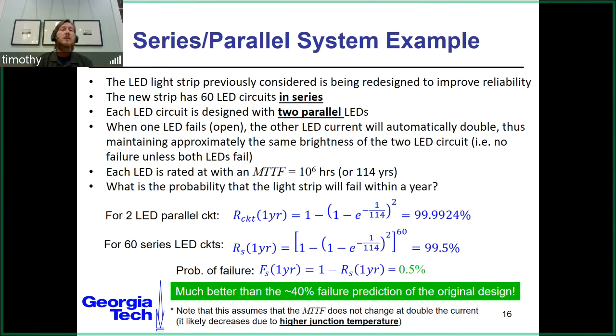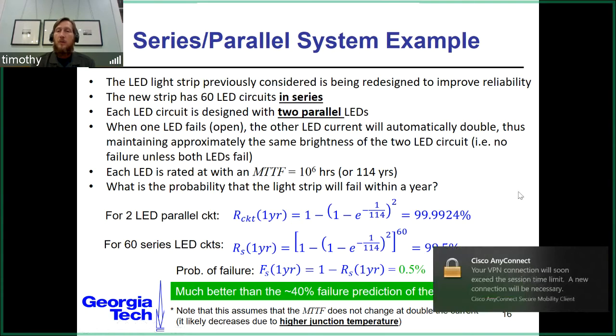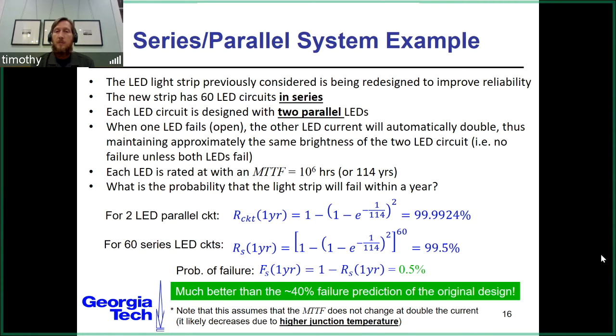So now let's take 60 of those in series. We do that by applying the second equation, where we can take this interior, put it right here, and then we raise it to the power of 60. And when we calculate that out, that gives us a 99.5% chance that we're going to be operational at the end. So the probability of failure after 1 year is 1 minus R of S of 1 year, which is equal to 0.5%. This is much better than the 40% failure predicted on the original design.